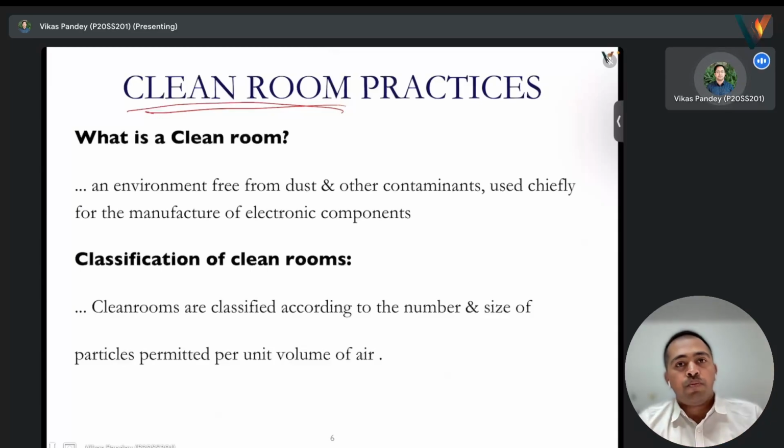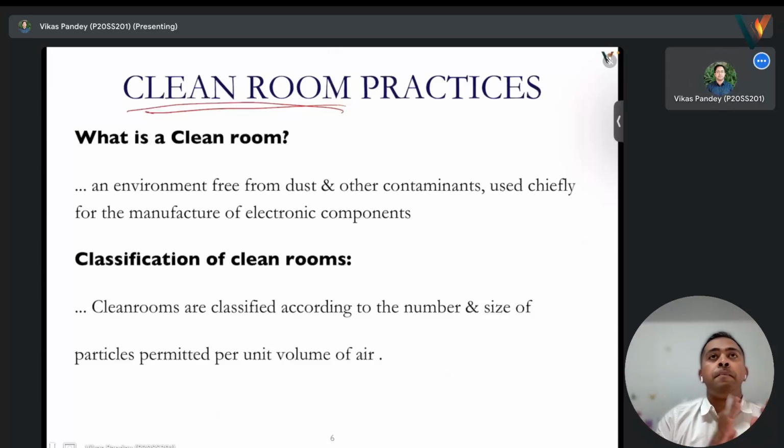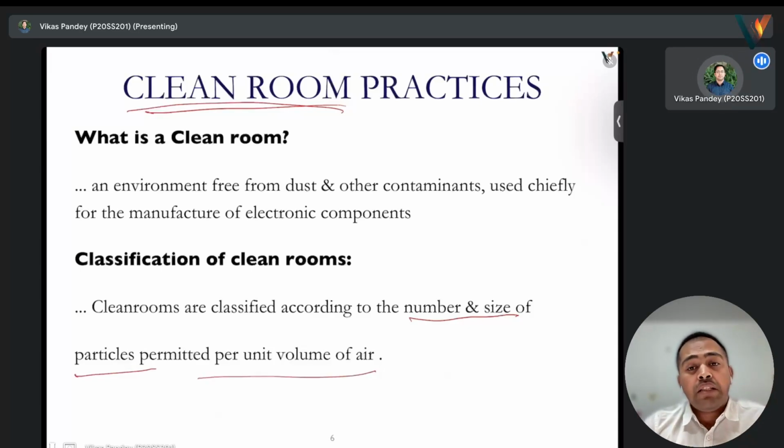Then all the clean rooms cannot be the same. Certainly, if there are clean rooms, they cannot be the same throughout the world. So to ensure that they are the same, or they at least follow some standard, there are some standards that are made for these clean rooms, and they are classified using the number and size of particles permitted per unit volume of area. So the fewer the number of particles, the better the clean room will be, and the better the throughput in a sense.